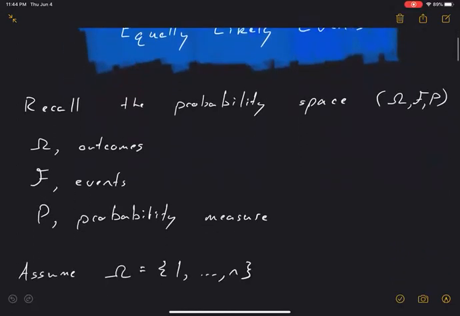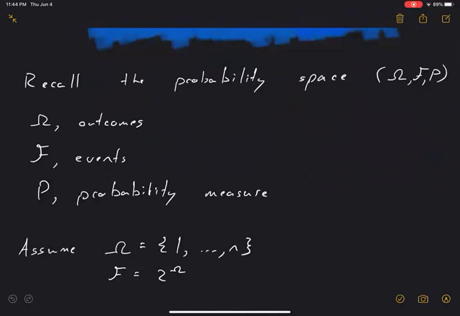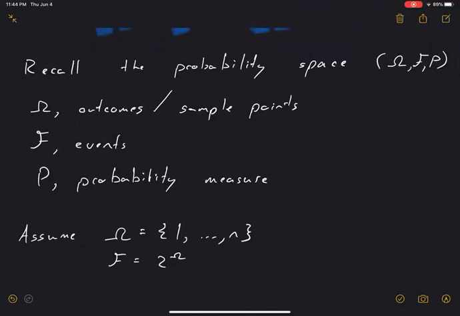So just remember from the first video what our definition of the probability space is. We have a set omega of outcomes or sample points, if you prefer. We have a sigma algebra F of events, so collections, these sets of sample points, these measurable sets. Then we have a probability measure, and that's a positive set function, finite measure.